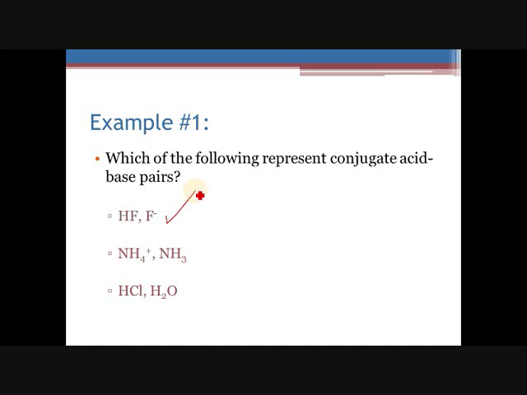Next, we have NH4+ and NH3. So the only difference there, they have a difference of 1 H. And the first one, ammonium, has a +1 charge, and then ammonia is neutral. So yes, that is a conjugate acid-base pair. And the last one, HCl and H2O. Well, there's a difference of 1 H, but there's no difference in charge, and there's no Cl in the water. They're not the same things. So that is not a conjugate acid-base pair. That didn't make a very good X, did it? Okay, so it has to be related with everything even after the H's are matched up in order for it to be a conjugate acid-base pair.